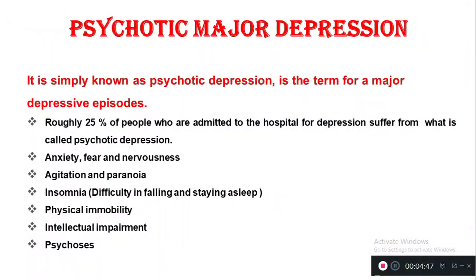The next one is psychotic major depression. It is simply known as psychotic depression. It is a term for a major depressive episode. In this depression, the patient will have psychotic features like delusion and hallucination also, and roughly 25 percent of people who are admitted to the hospital for depression suffer from this type of depression only. Anxiety, fear, and nervousness will be more. Agitation and paranoia, suspicious thoughts will be more in this type of depression.